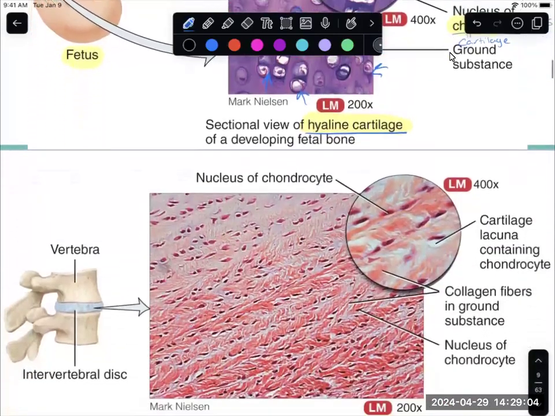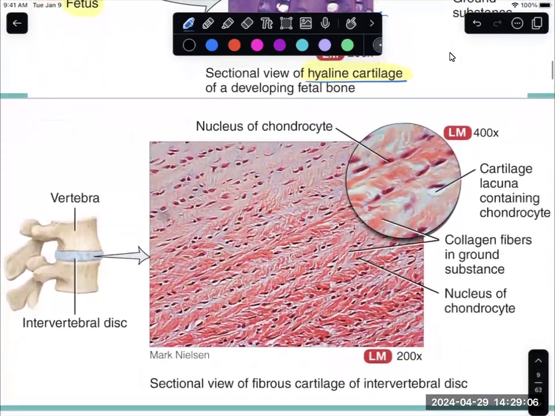I say that because we have fibrous cartilage, or fibrocartilage, as it's also called. That should be an R there. Fibrous cartilage, or fibrocartilage, is cartilage that has a lot of collagen in it. Why do we need a lot of collagen? Because it needs to be tough.